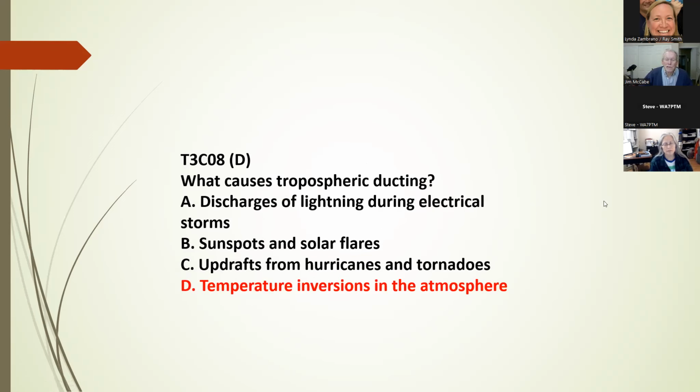What causes tropospheric ducting? Well, we just answered that. And if you remember the little chart, it showed you a band of warmer air between two bands of colder air in the atmosphere, which created the duct. And so it's temperature inversions in the atmosphere. So tropospheric ducting is related to temperature in the atmosphere, not lightning or sunspots or updraft from hurricanes. So that's temperature, tropospheric ducting. Remember that.